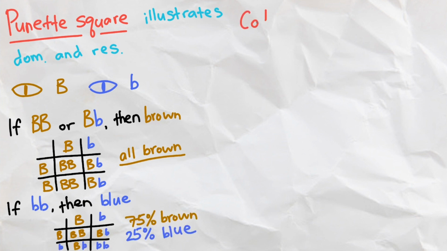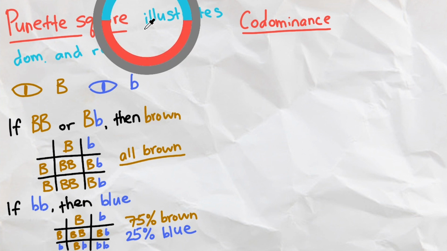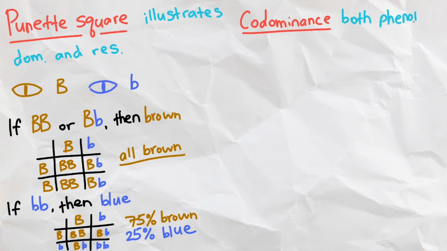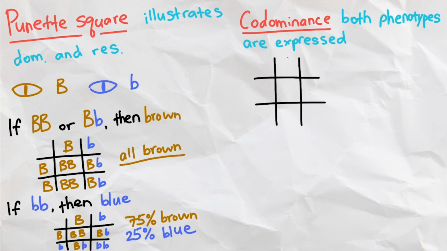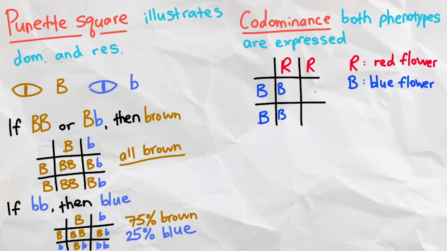In the case of codominance, both phenotypes are expressed. Take this Punnett square of a flower, with the R allele making the flower red and B allele making the flower blue. When a red and blue flower are crossed, we will only have the genotype of RB, but the phenotype will be a flower that is half red and half blue.